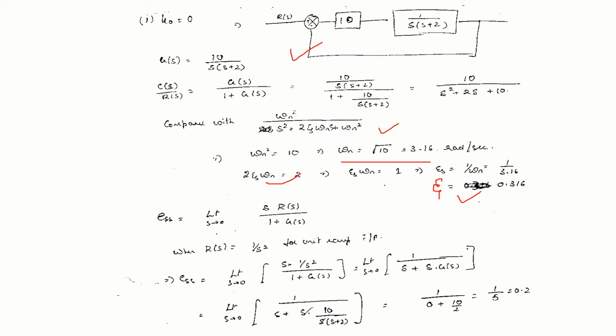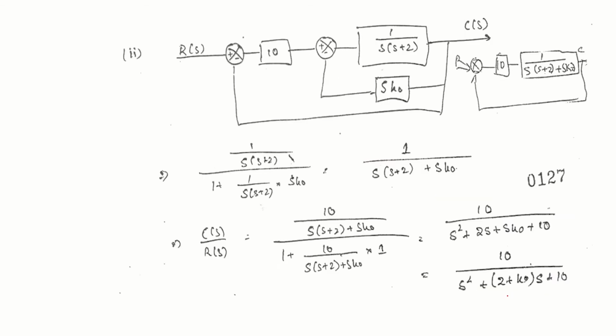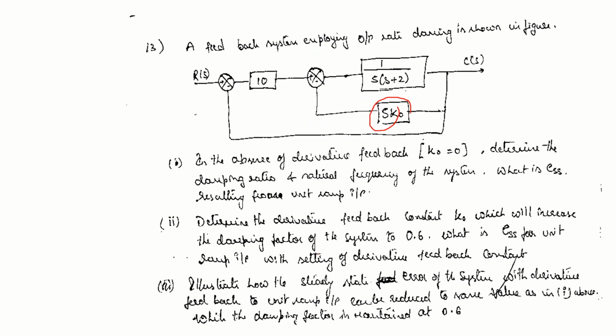Then steady state error is limit s tending to 0 of s R of s divided by 1 plus G of s. For a unit ramp input R of s is 1 by s square. I have substituted and I have got the steady state error value. Let us go to the second part of the problem.